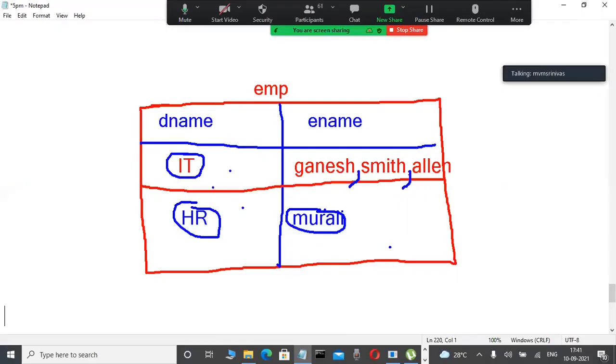Because every cell having only a single value is a relational data model rule. Why are they giving that rule? We are storing multiple values separated with commas. What happens? Some problems occur. What is the problem? The language is the problem.